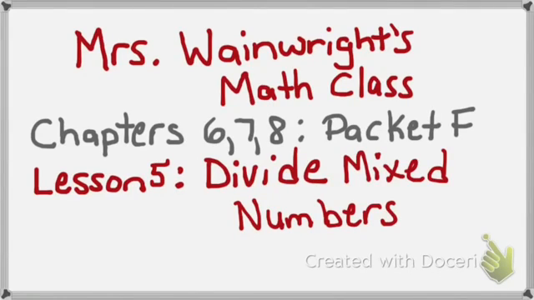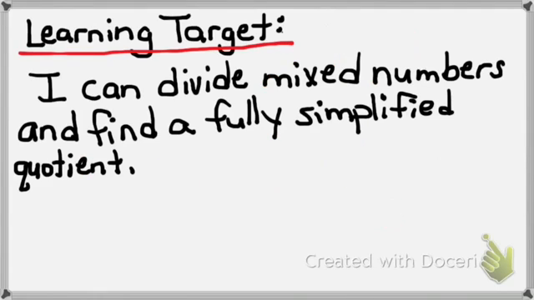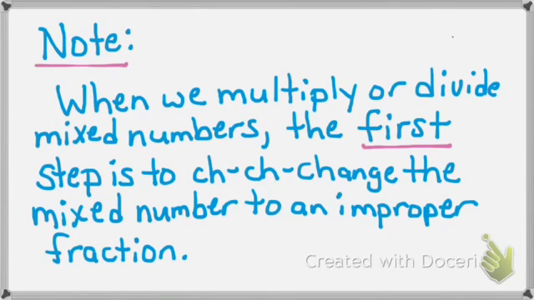This is Mrs. Wainwright's math class, chapters 6, 7, 8, Pkt F, lesson 5, divide mixed numbers. Today's learning target: by the end of the lesson, you should confidently be able to say, I can divide mixed numbers and find a fully simplified quotient. Let's look at the note for today's lesson.